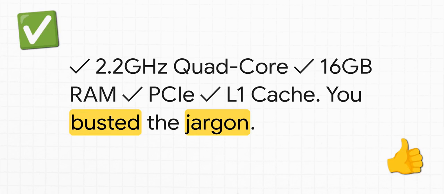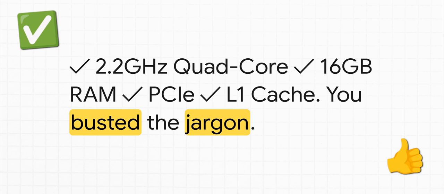That crazy, intimidating list of jargon from the beginning, suddenly it's not so scary, is it? You know that 2.2 gigahertz quad core is a fast 4-part brain. You know 16 GB of RAM is the size of your workbench. PCIe is a fast lane for your video card. And L1 cache is that lightning-fast memory sitting right next to the brain.